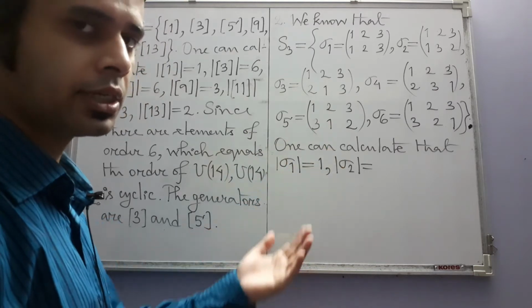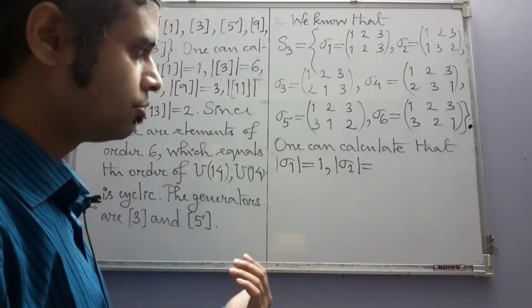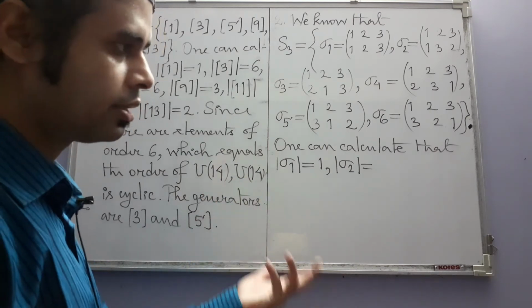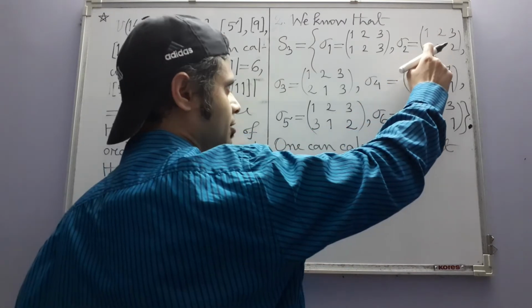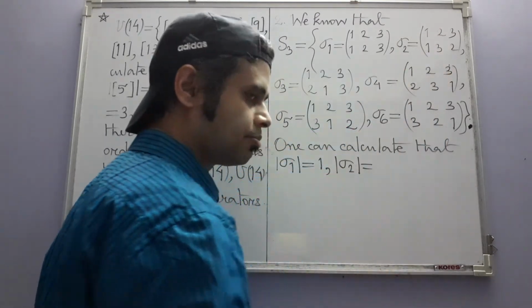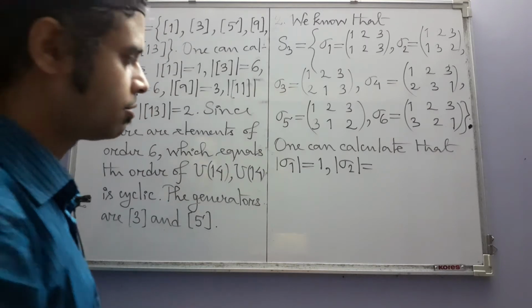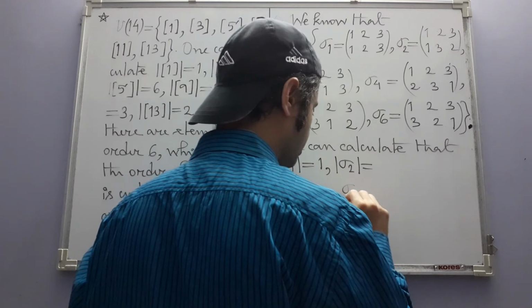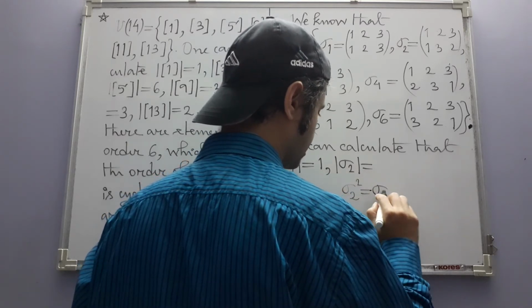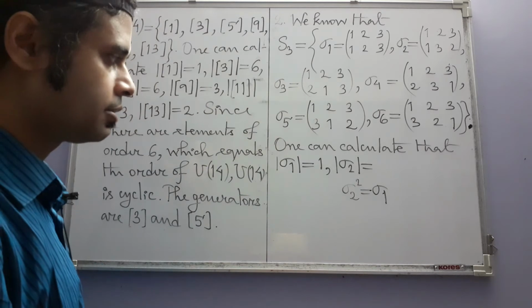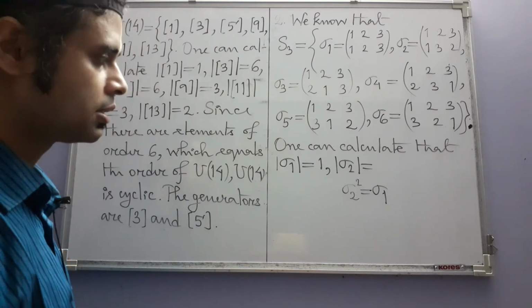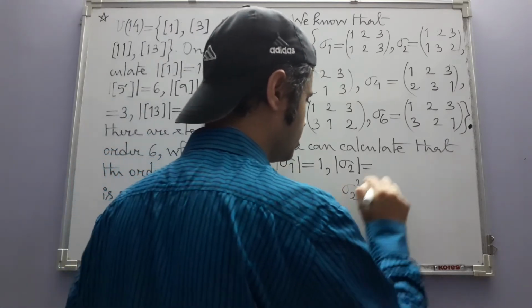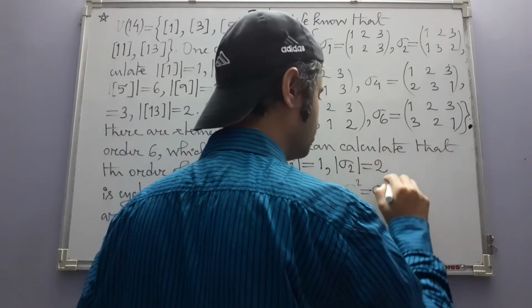Similarly, 3 is also not changed. 3 will first be sent to 2 by sigma 2, and that 2 will again be sent by sigma 2 to 3. So 3 goes to 3, and 1 is already unchanged. So applying sigma 2 twice on it will have no effect whatsoever. So that is why when you calculate sigma 2 square, you get the identity element sigma 1. And sigma 2 itself is not identity, so its first power is not identity, but the second power is identity. So by the definition of order, this is equal to 2.